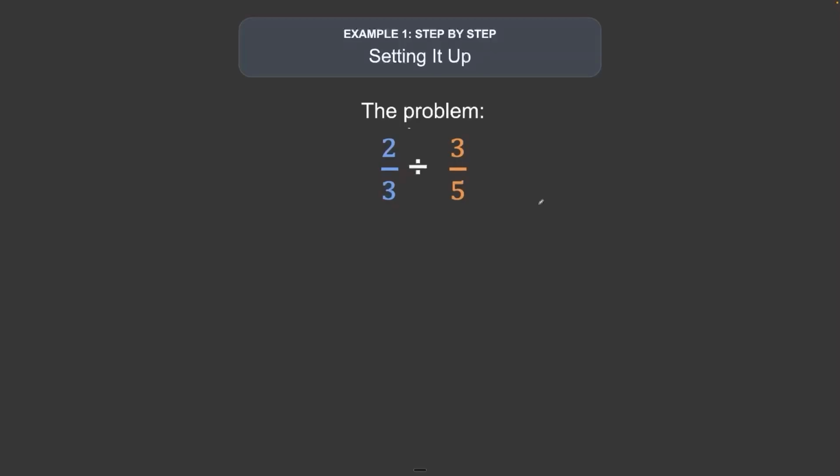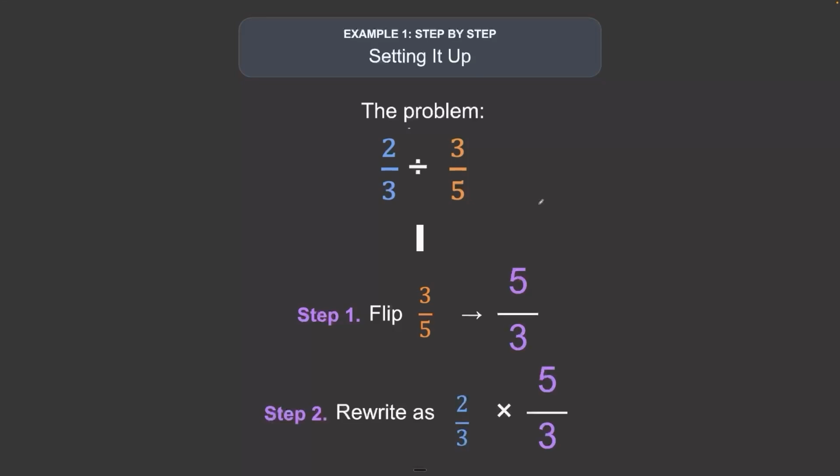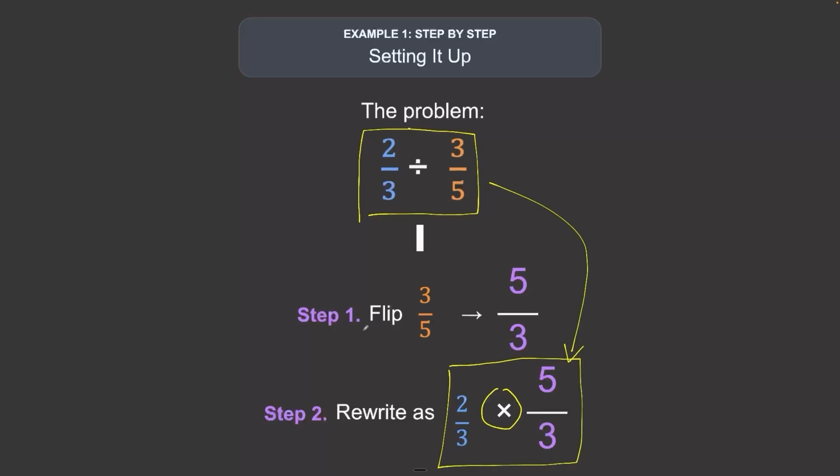This is an example problem. 2 by 3 divided by 3 by 5. The first step is flip 3 by 5. Make it 5 by 3. Take the reciprocal and rewrite the entire thing as 2 by 3 multiplied by 5 by 3. So 2 by 3 divided by 3 by 5 becomes 2 by 3 multiplied by 5 by 3. So step 1, flip the divisor, and step 2, convert the division into multiplication. That's it. Those are the 2 steps.